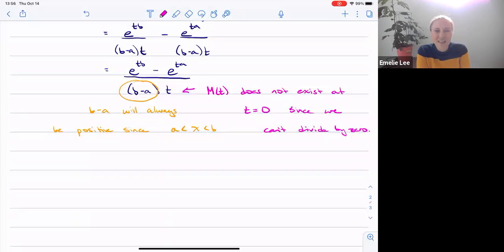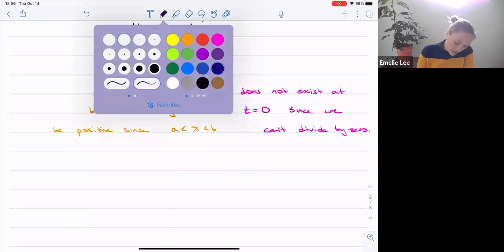Oh, limits. I thought we were done with limits. Never done with limits. Ugh. But we can get away with not considering limits so often, right?